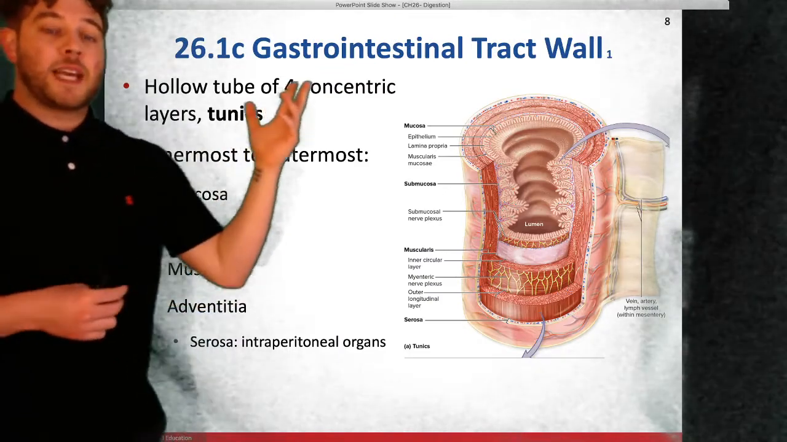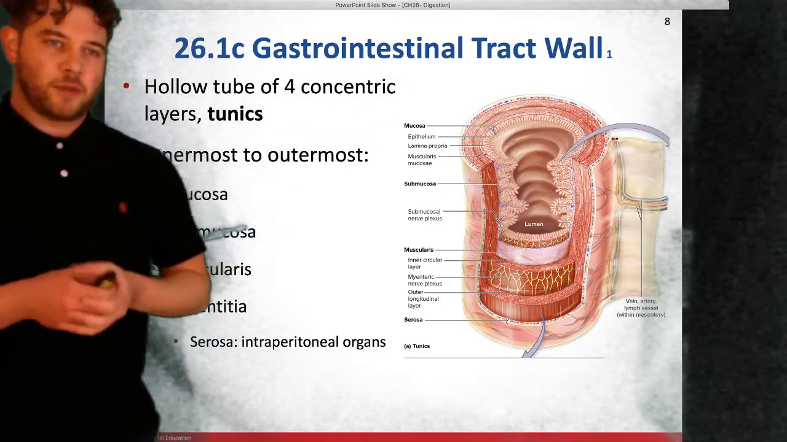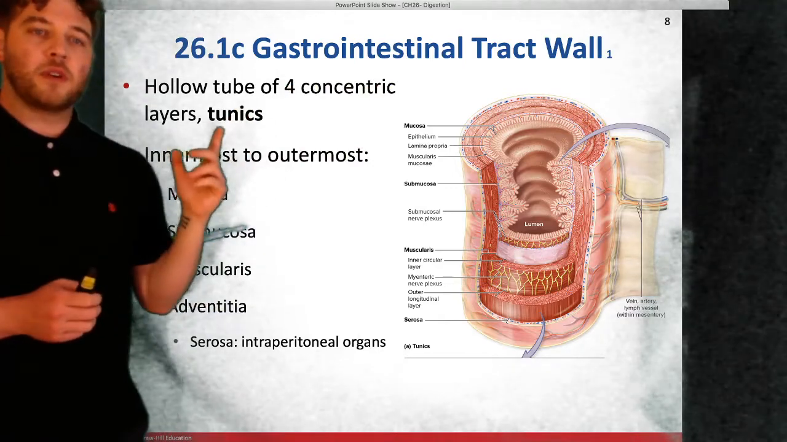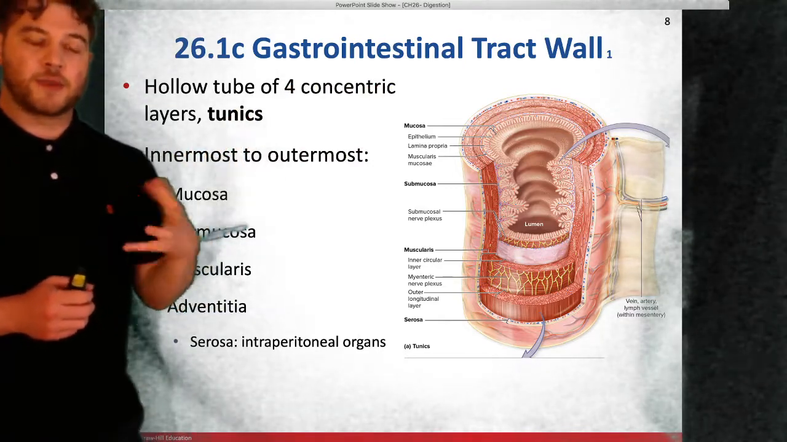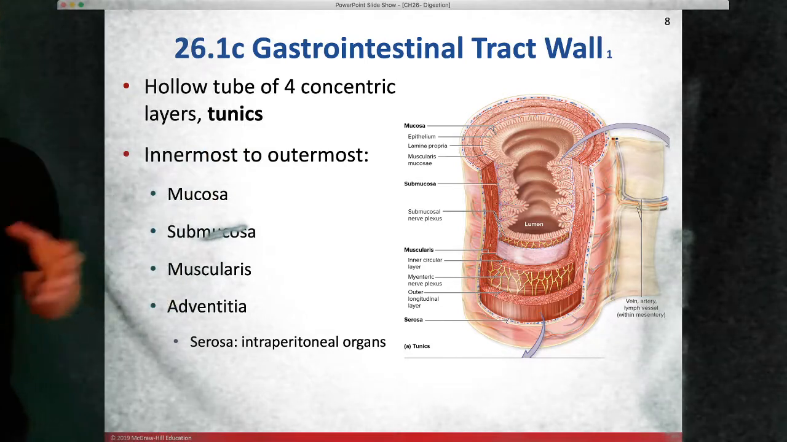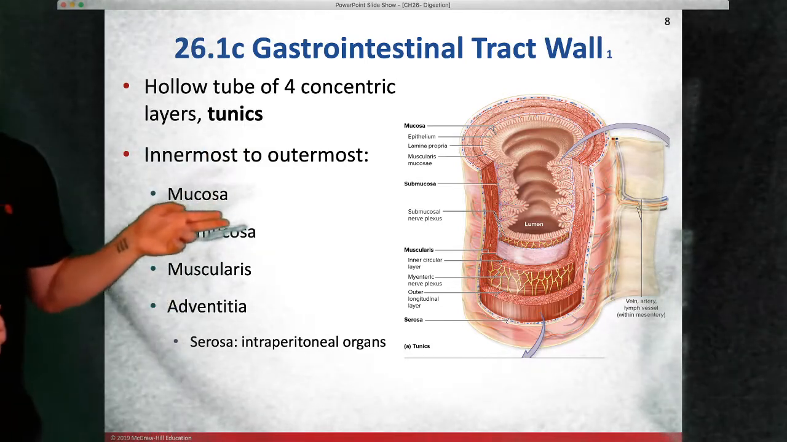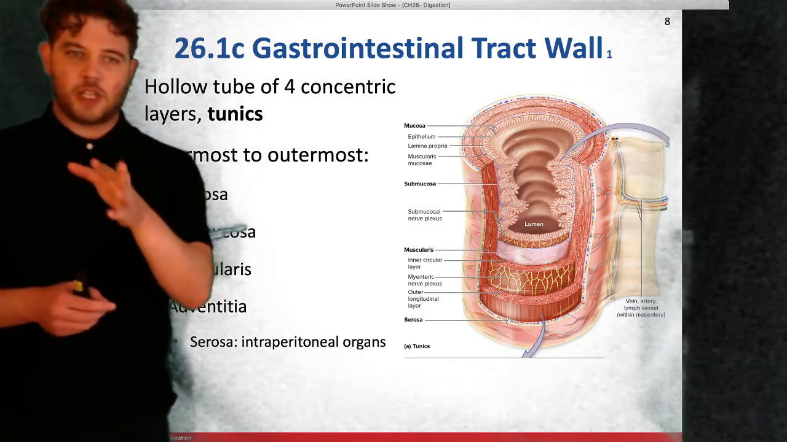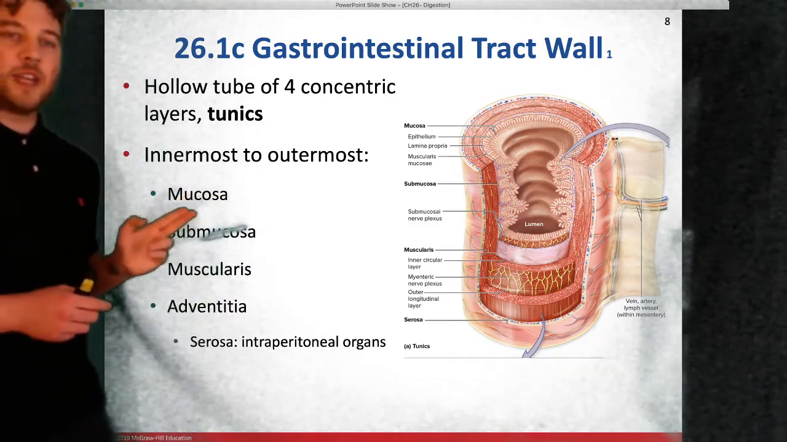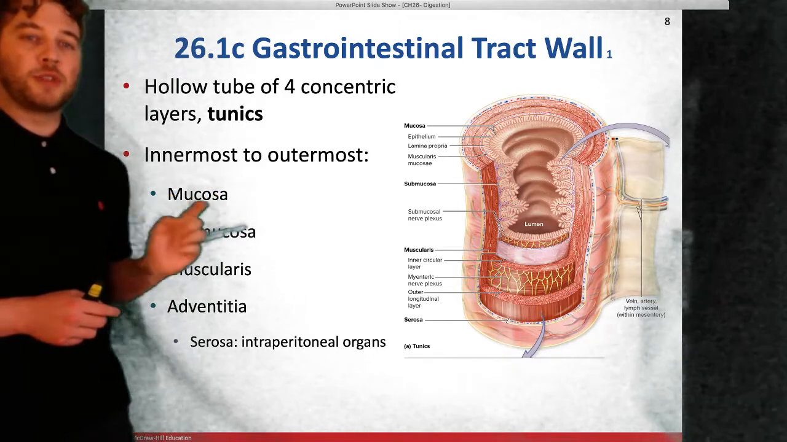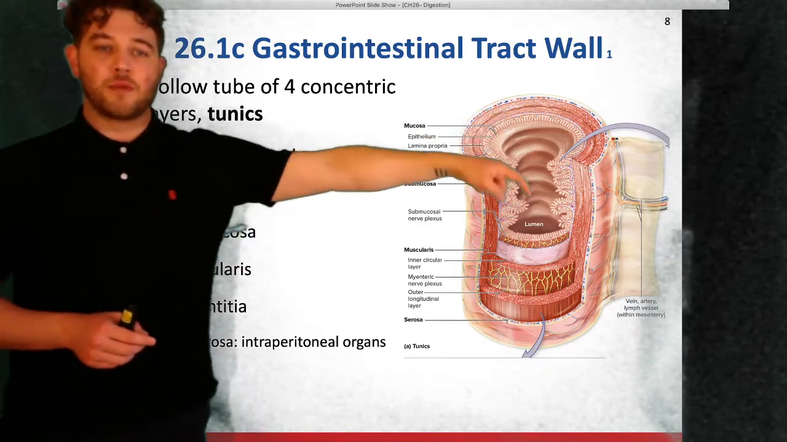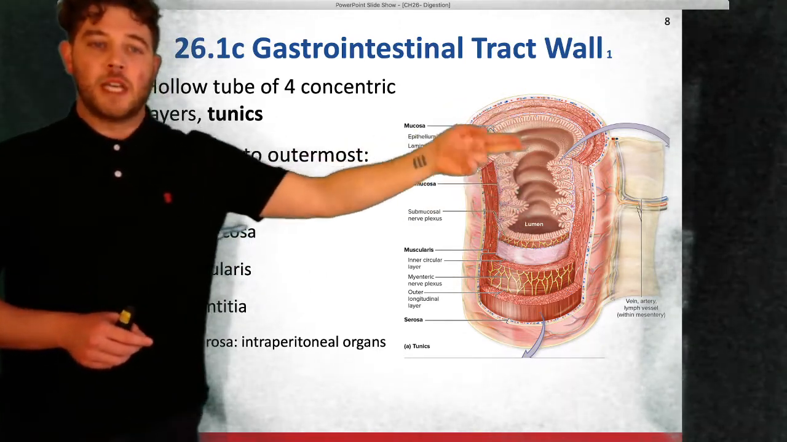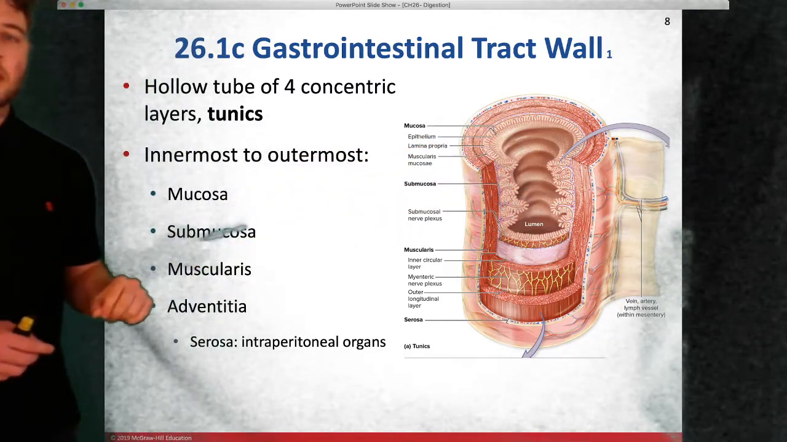Now the hollow tube, the GI tract wall. Looking at the different components of it, it has four concentric tunics. Tunics are the layers. We saw that in vessels. The innermost is your mucosa. Deep to that is the submucosa, then the muscularis, and the adventitia. Just to be clear, when we say this is the innermost, this is the portion closest to the lumen. As food is passing through the tube of the GI tract, it's going to be touching this mucosa layer. Okay?